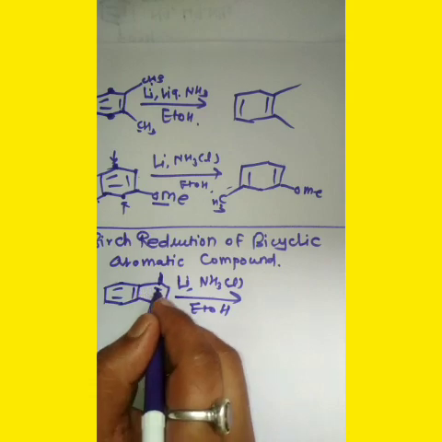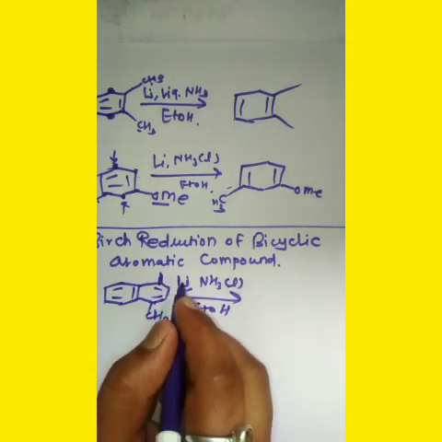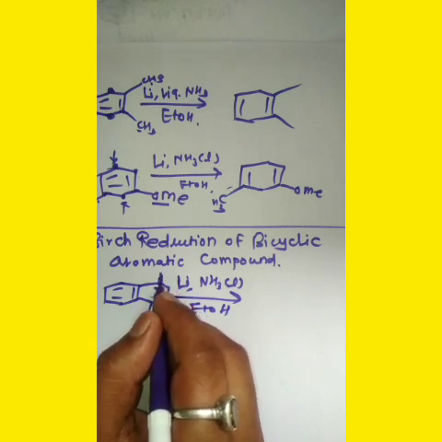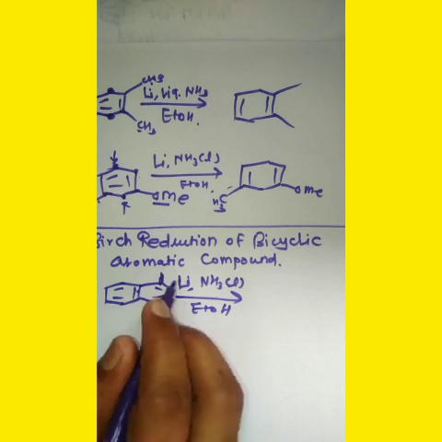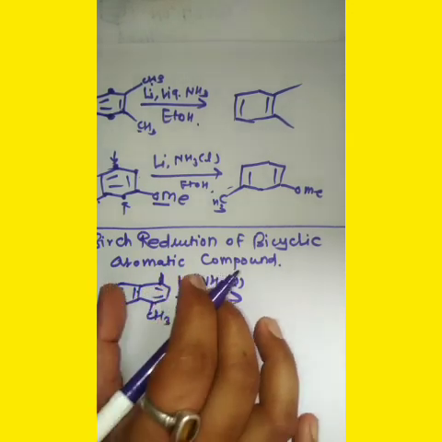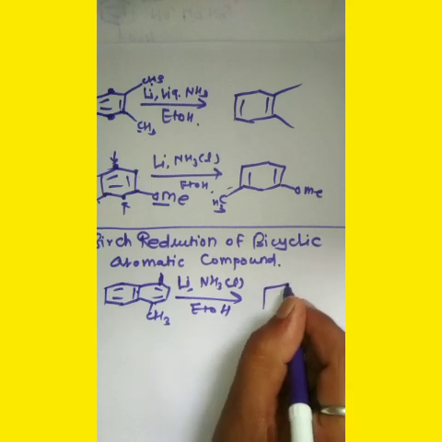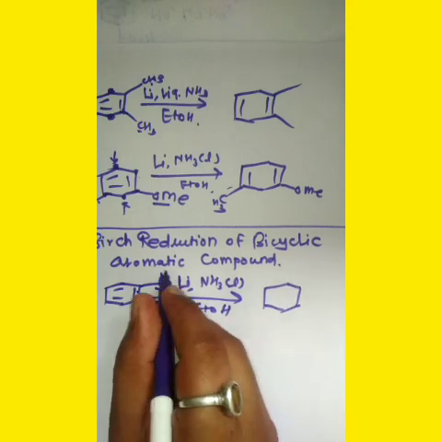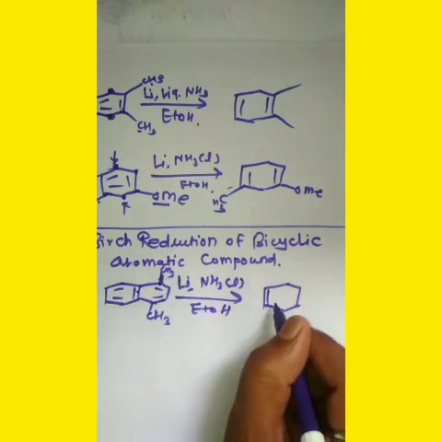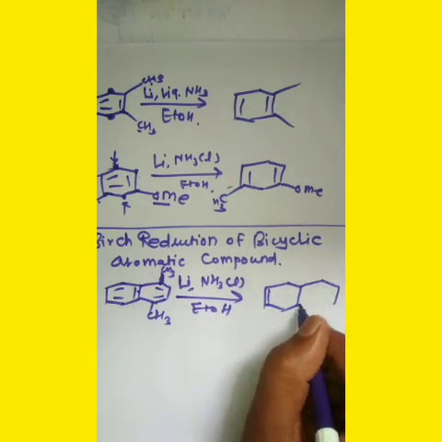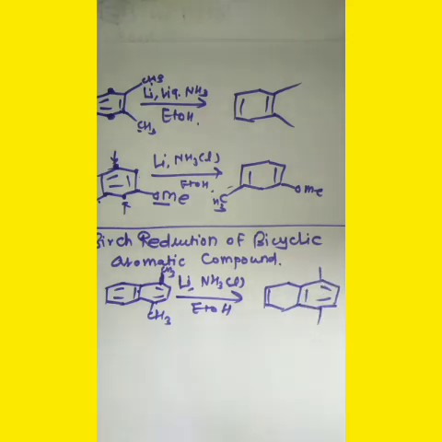In any case, whether there are electron donating groups or electron withdrawing groups present on the rings, we reduce the electron deficient ring first. The electron deficient ring is reduced only. In this example, this is the electron rich ring because of the two methyl groups, so reduction happens for this ring only, and this one is intact.